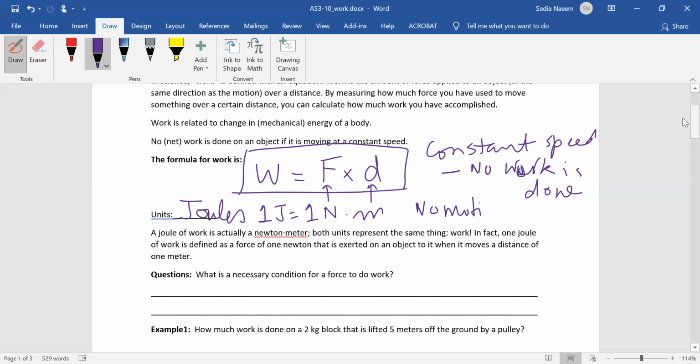Net work done is 0, because there are two forces acting. Gravity is working on that mass, pulling it down. You're pushing it up. But overall, the net effect of that is that there's no net work done.